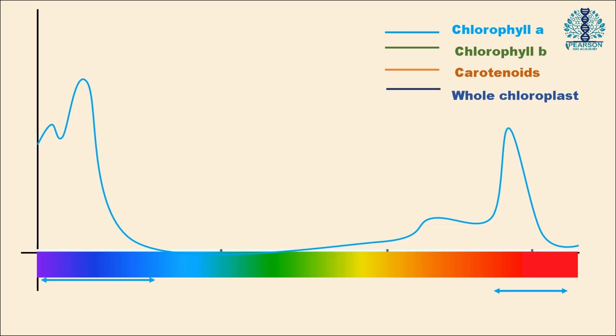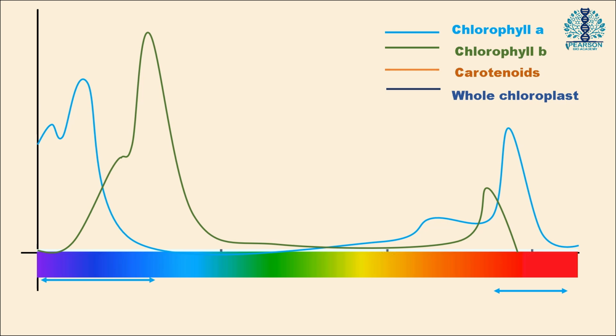And chlorophyll B also absorbs blue and red, but a bit differently. In the blue region, it absorbs slightly more than chlorophyll A, while in the red, it absorbs a bit less. The red absorption of chlorophyll B also shifts slightly towards the orange area.